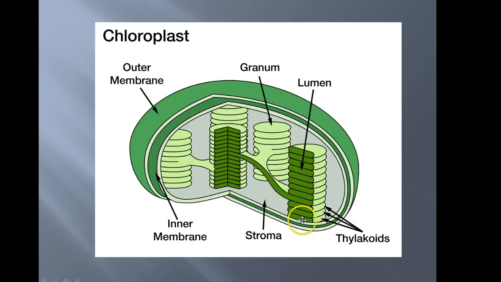Inside, that's called the lumen. The empty space on the outside is the stroma. It's kind of like cytoplasm. And then you guys have granum. A granum is a stack of thylakoids, okay? I always think of the thylakoids like little pancakes, and then a granum is a stack of those pancakes. You might see it called grana too. That's the plural for granum.